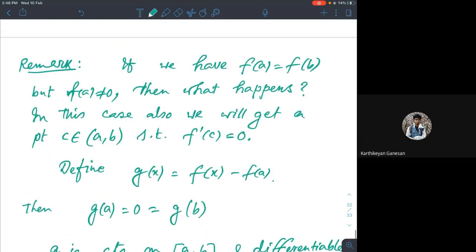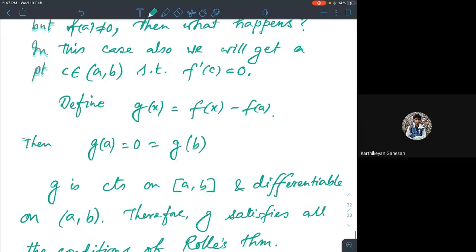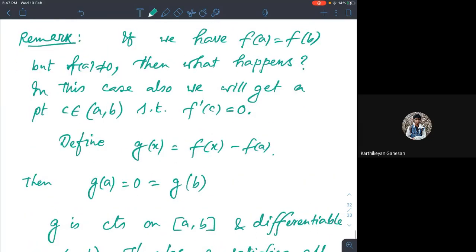Is this fine? So, taking non-zero is just defining a new function, it works. So, taking 0 is quite general. Any question here?